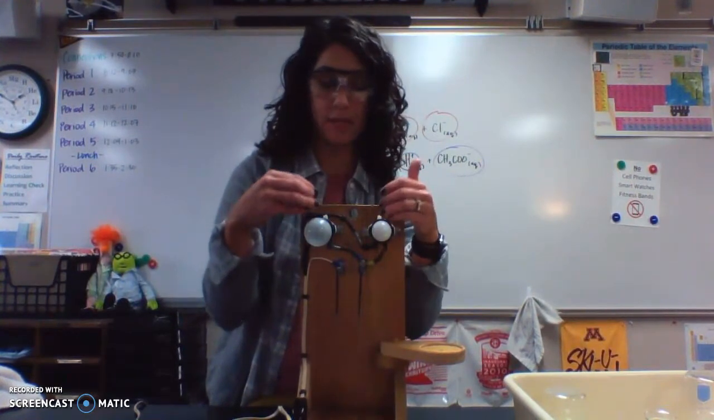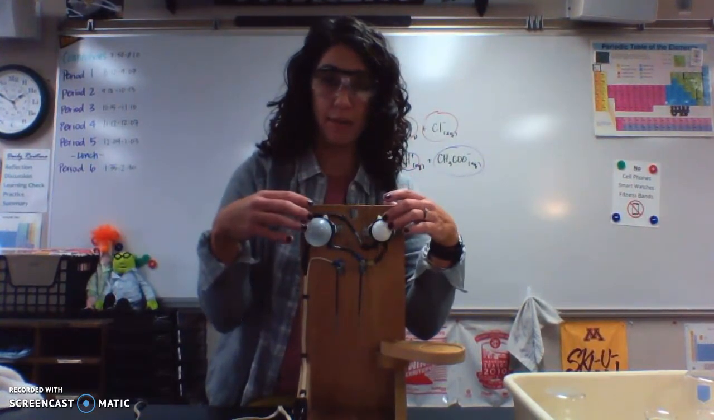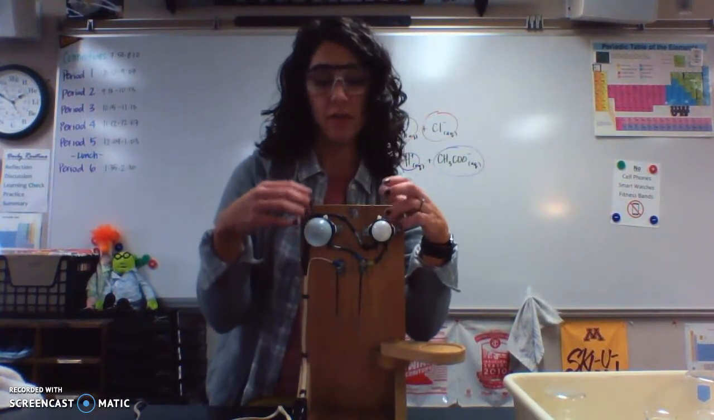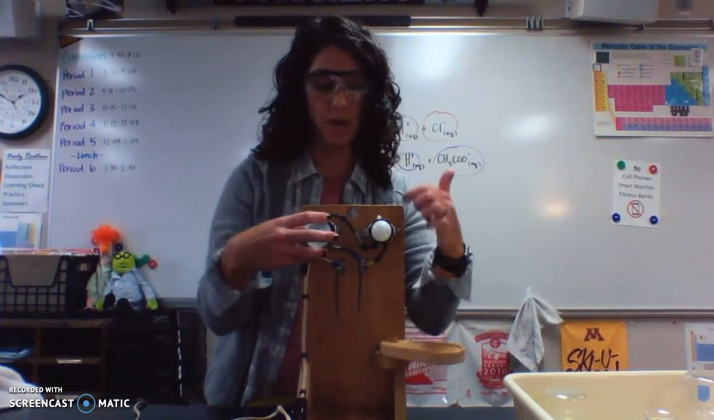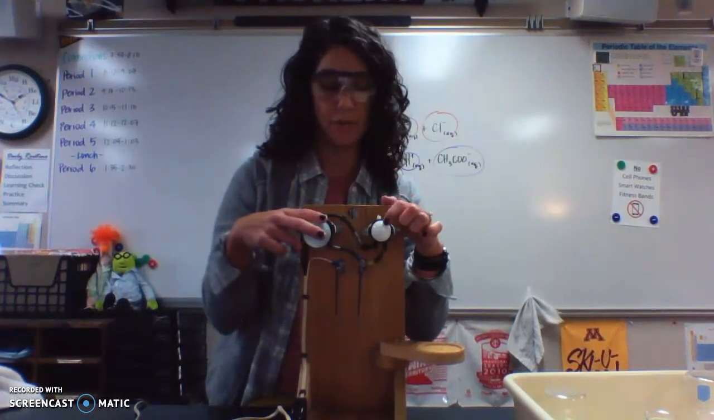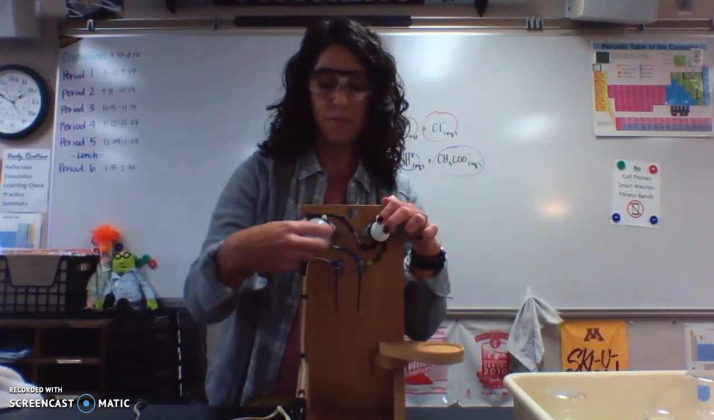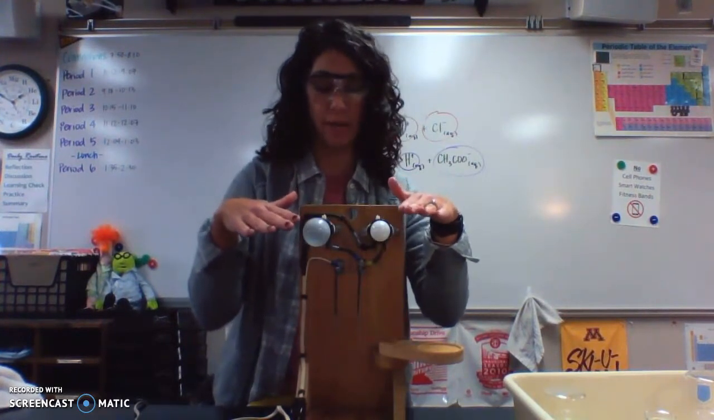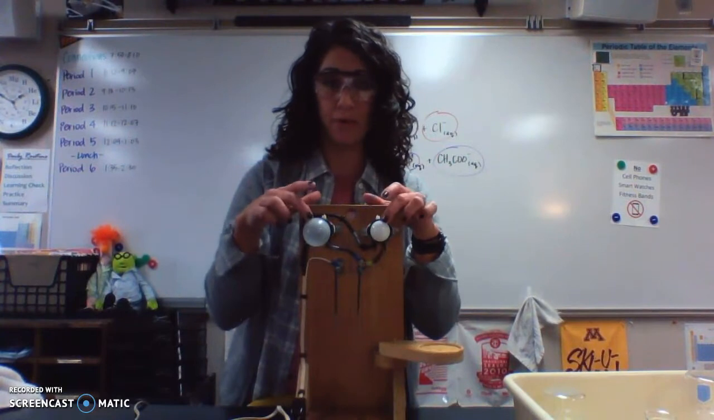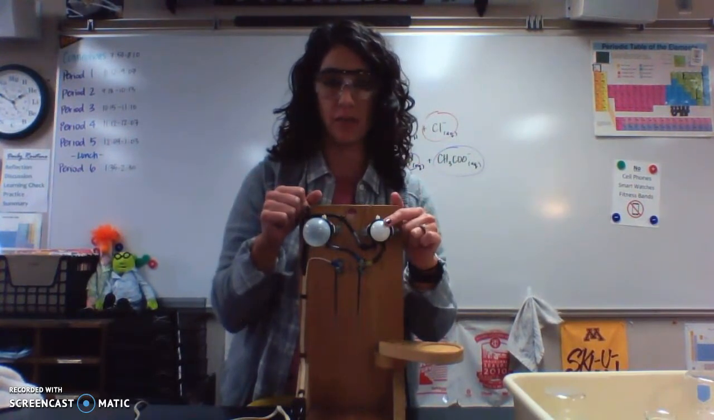So if it lights both of these up, we've got a strong electrolyte. Versus if I unscrew this, if it doesn't light either of them up and I unscrew this one, a weak electrolyte will be able to light up just the weaker bulb. So a non-electrolyte will be no electricity, no light bulbs at all light up. A strong electrolyte will be both, and a weak electrolyte will be just the little one.